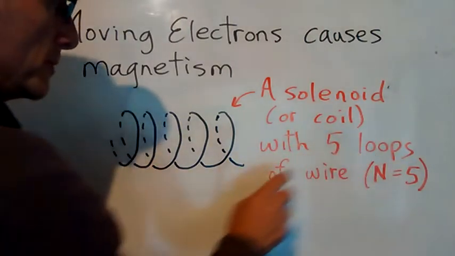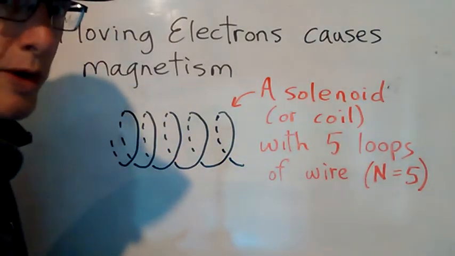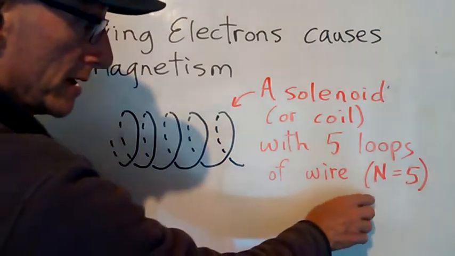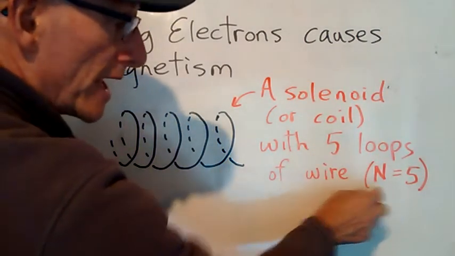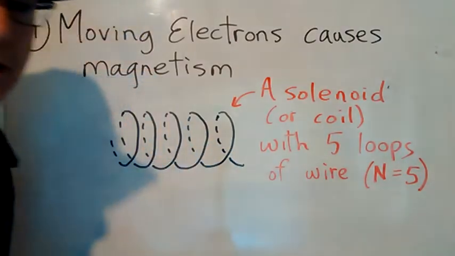The 5 loops matter in a formula that we're not going to talk about in Physics 12 this year, but you might encounter in university. Those 5 loops mean that the n number is 5.